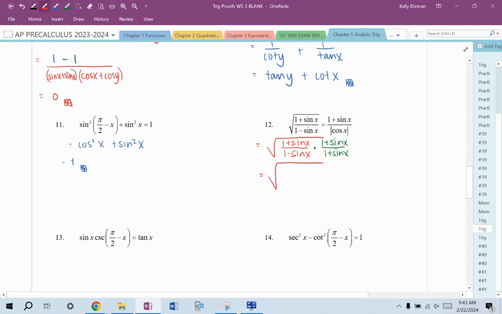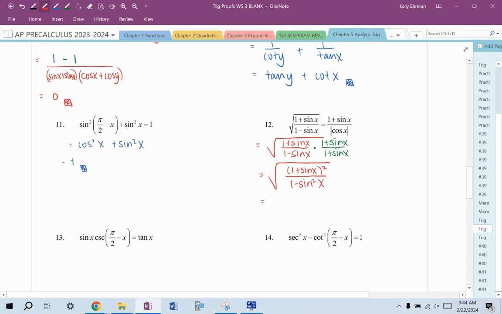So remember, we don't usually FOIL the non-conjugates. They are the same thing, though. So I'm going to write 1 plus sine x squared. And then we actually do FOIL the conjugates. So 1 minus sine squared x.